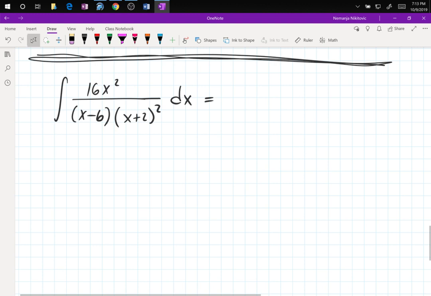Because you have a repeated linear. All right, so now you're going to use A for the first one, and then B and C for the second one. And we are going to end up with, you can kick the 16 out probably. Okay.